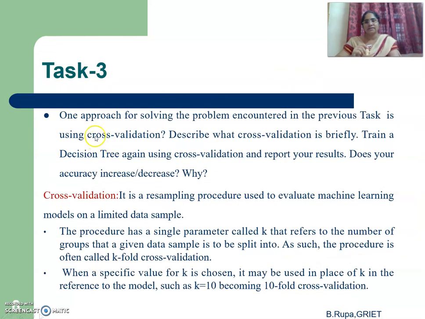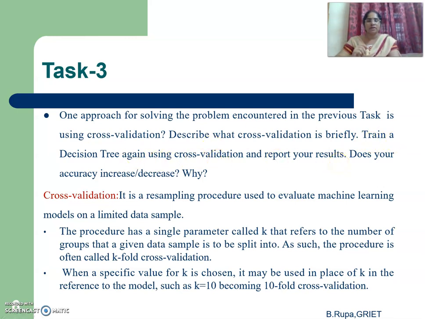Now we'll see exactly what is there in task 3. In task 3, one approach for solving the problem encountered in the previous task is using cross-validation. That means here we can apply cross-validation. Previously we used the training data set. Now we can apply cross-validation for the corresponding ARFF file and attributes, and describe briefly what cross-validation is. I will explain this. And train a decision tree using cross-validation and report your results.